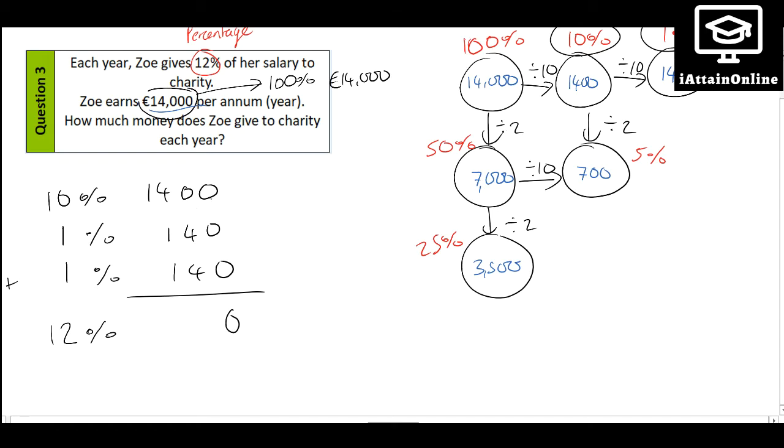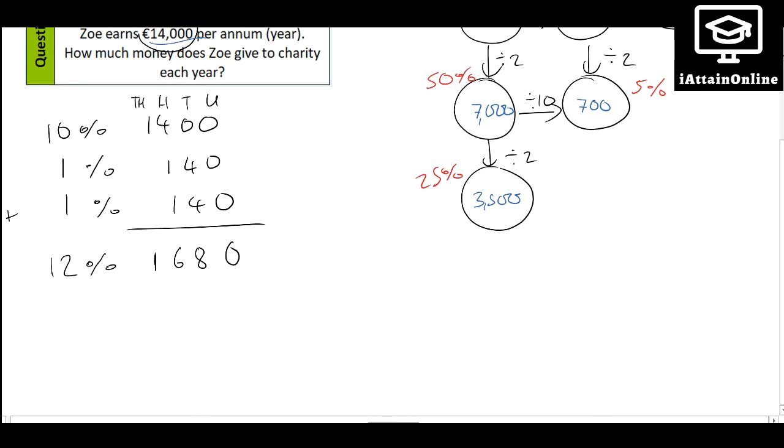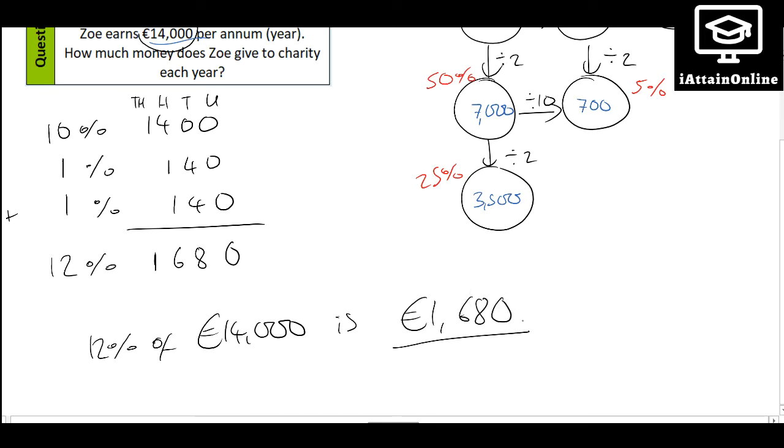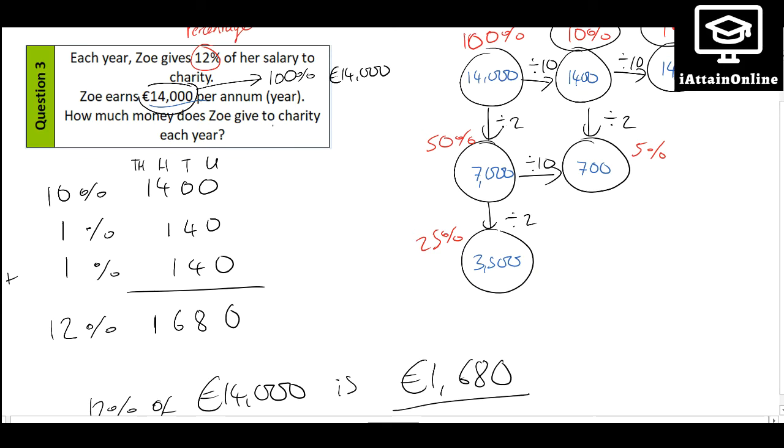So starting on the right, 0 plus 0 plus 0, so that was the units, the tens, the hundreds, and the thousands. Adding up the tens, that gives me 8. Adding up the hundreds, that gives me 6. And then adding up the thousands, that's going to give me 1. So 12% of 14,000 euros is 1,680 euros. So how much money does Zoe give to charity each year?